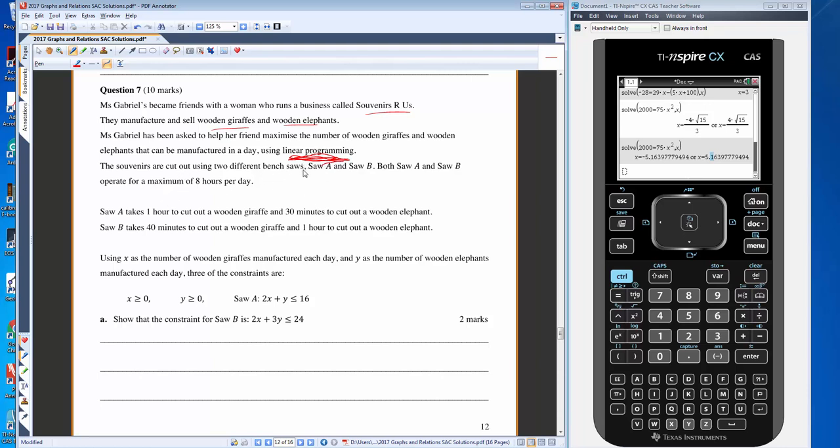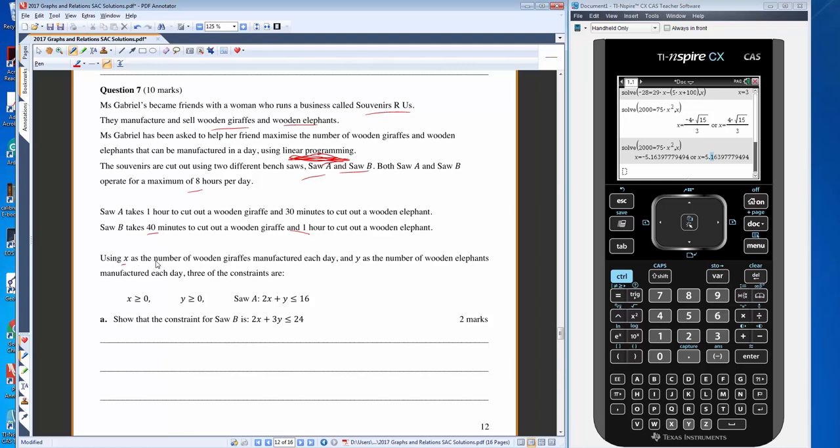Souvenirs are cut with 2 saws, saw A and saw B, and they operate for a maximum of 8 hours per day. So these are the constraints. So this is how saw A operates. It takes 1 hour to cut out a wooden giraffe and 30 minutes to cut out a wooden elephant. And saw B takes 40 minutes to cut out a wooden giraffe and 1 hour to cut out a wooden elephant.